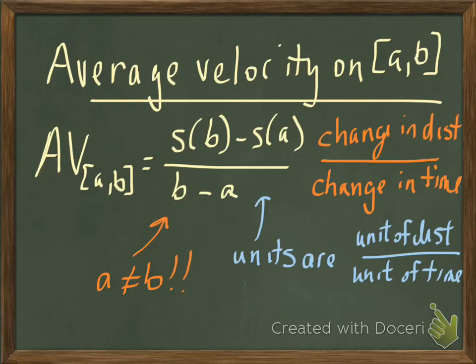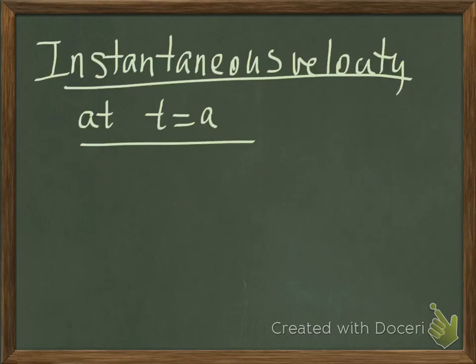There are two things that you must notice about this definition. First of all, this is assuming that b is not equal to a. Why? If b is equal to a, that is a divide by 0, and nothing good can come of dividing by 0. So we have to explicitly say that a is not equal to b. The other thing to notice is that this is a quantity with units. The units are whatever my unit of distance was in my position function divided by whatever my unit of time was in my independent variable. It could be something like meters per second, for example.